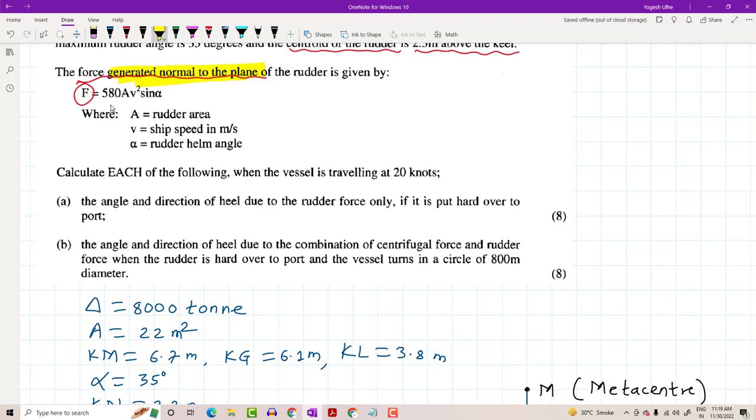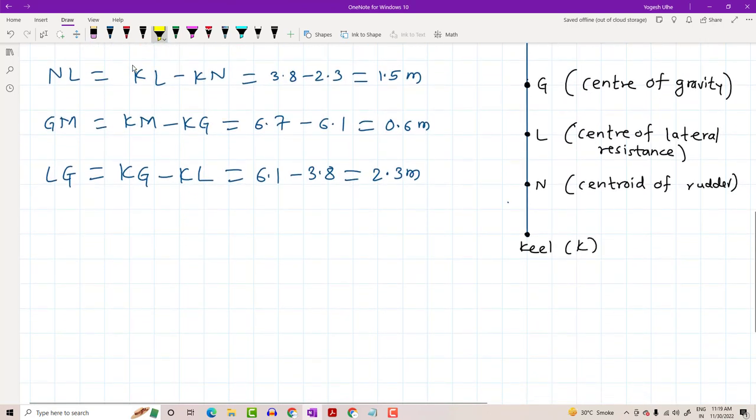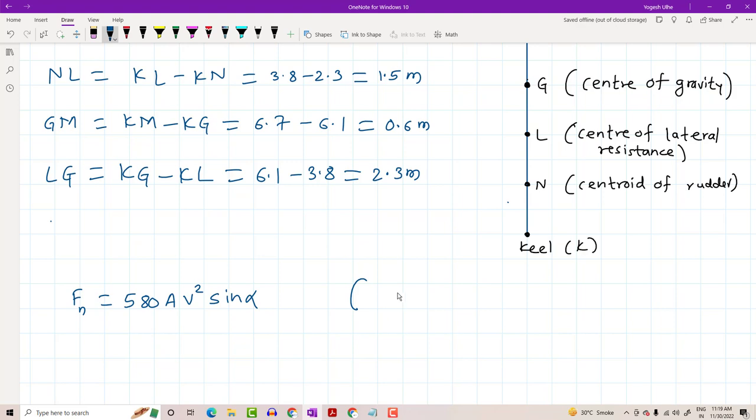The relation that they have given us: basically here they have not given the suffix n, but here it is suffix n. So Fn will be equal to what? 580 A V square sin alpha. I am writing the relation of Fn here. Fn is equal to 580 A V square into sin alpha. This is the given relation in the question, the relation of the normal force.